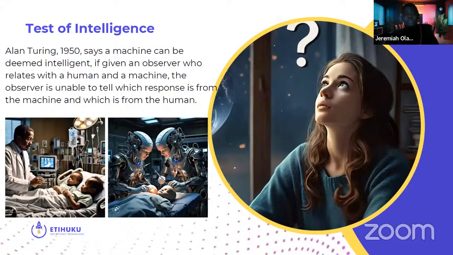Which basically means you interact with those two entities and they're responding to you, and the responses are so coherent that you cannot tell if there is really a machine somewhere or a human somewhere. You really can't tell the difference. And in that picture there, you would see an AI generated image of Ben Carson, who is famous for separating the conjoined twins.